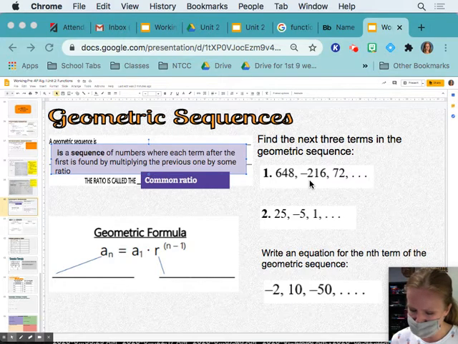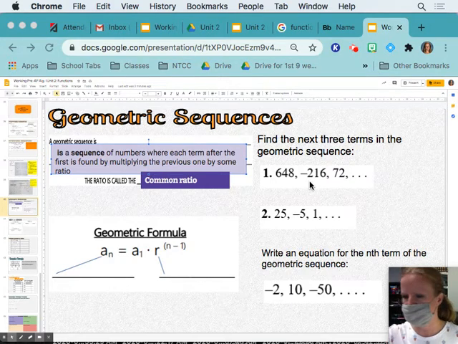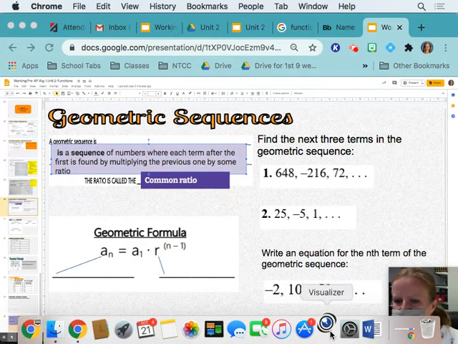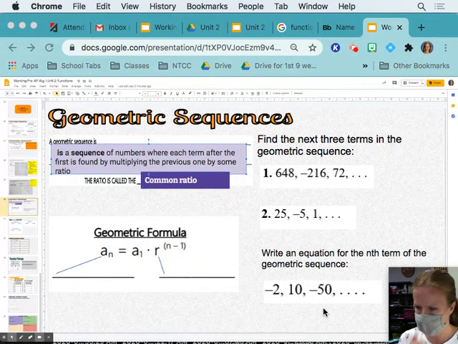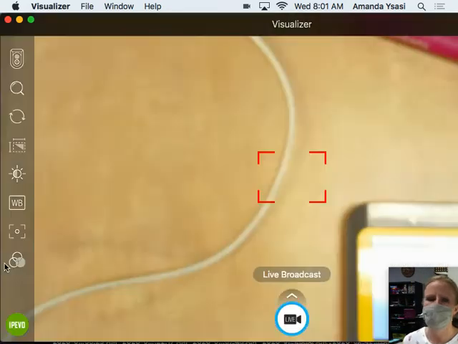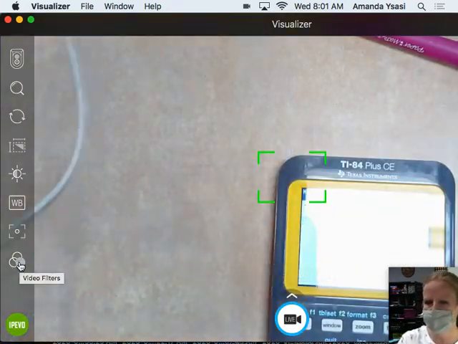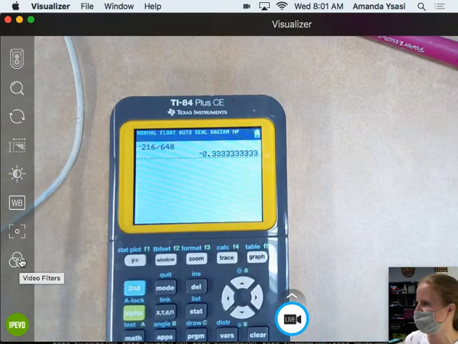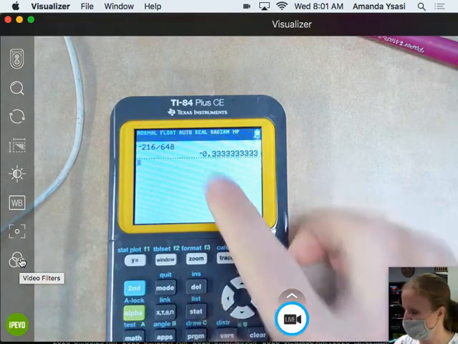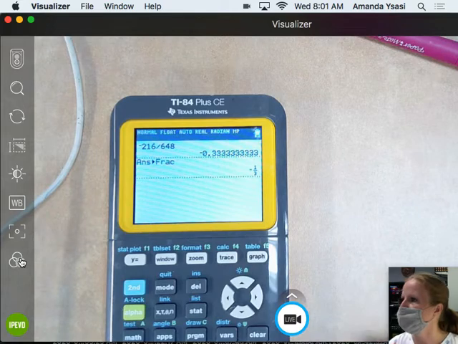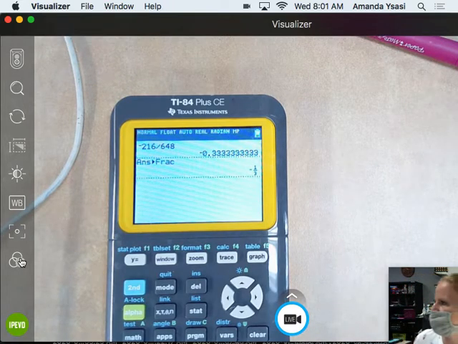And then, I guess I should show y'all my calculator. Hopefully it works today. Okay, so we divide the second by the first, and it comes out as a decimal, so we need to hit math frac. So our ratio is negative 1/3.